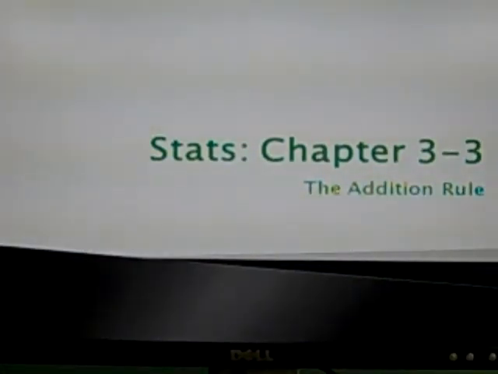Statistics Chapter 3, Lesson 3 goes over the addition rule in probability. Terms we need to know. The first one is a compound event. This is when any event combining two or more simple events happens.